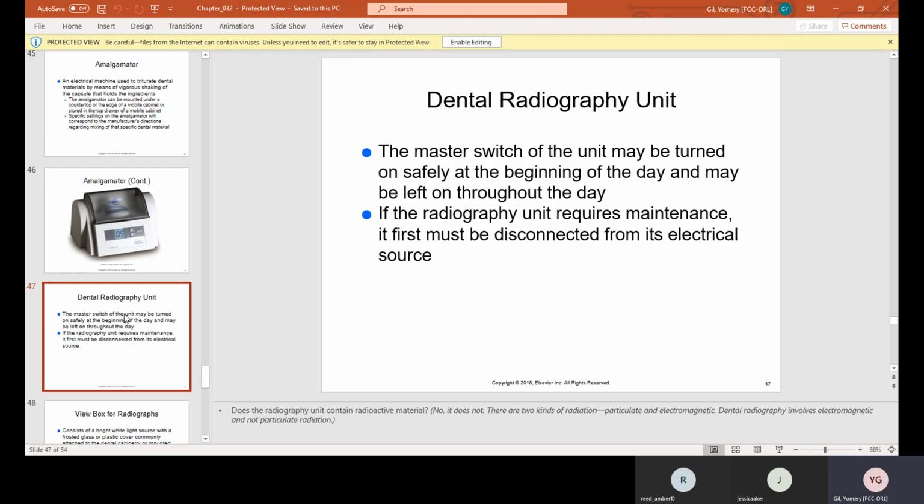Radiography unit. The master switch of the unit may be turned on safely at the beginning of the day and may be left on throughout the day. If the radiography unit requires maintenance, it first must be disconnected from its electrical source.